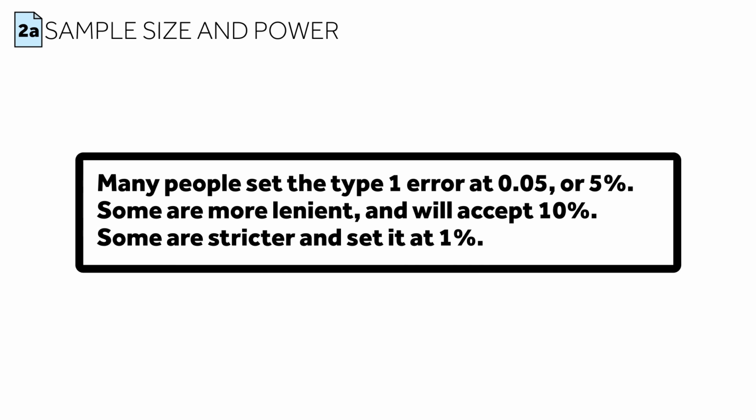Many people set the type 1 error at 0.05 or 5%. Some are more lenient and will accept 10%. Some are stricter and set it at 1%. There's no right answer, and you need to decide for yourself. But you need to be clear about it, and you need to know that the lower the type 1 error rate that's acceptable, the larger your sample size will need to be.